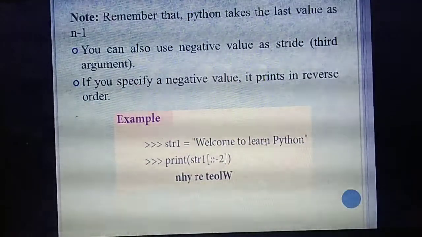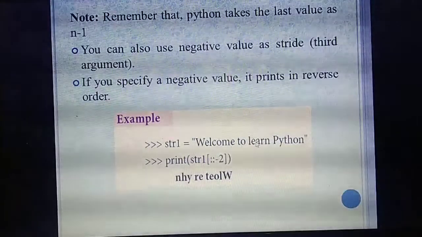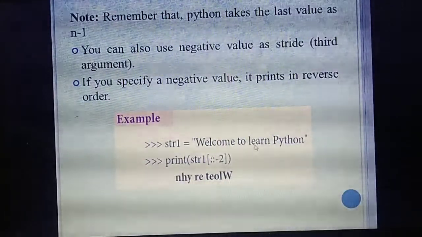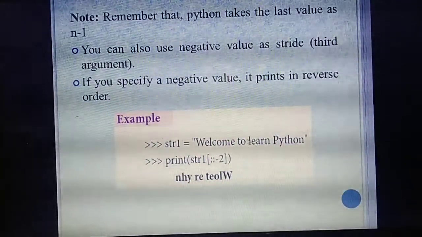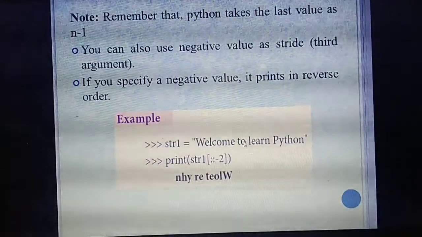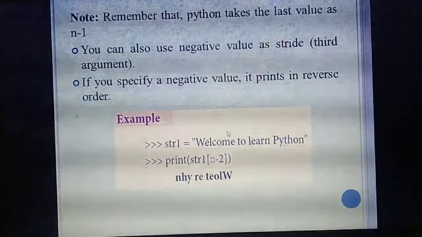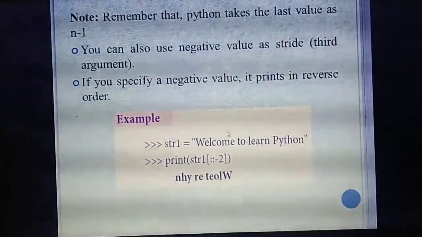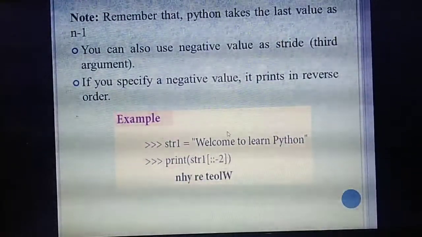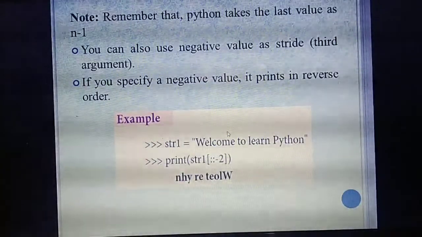What's the next letter? R. Then 1, 2. What's the letter it will come? E. Next 1, 2. O. Likewise you need to count and write. But here no need to include the space. Understand? Again and again I am telling, so very, very important question.